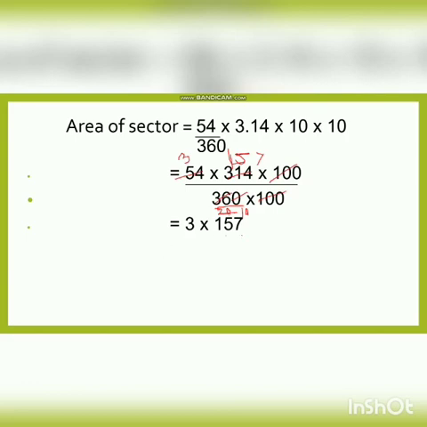3 into 157 upon 10. So area of a sector is equal to 3 into 157 upon 10. After calculating this step, you get area of a sector is equal to 47.1 centimeter square. Multiply first 3 into 157 and then divide by 10. Area of a sector is equal to 47.1 centimeter square.